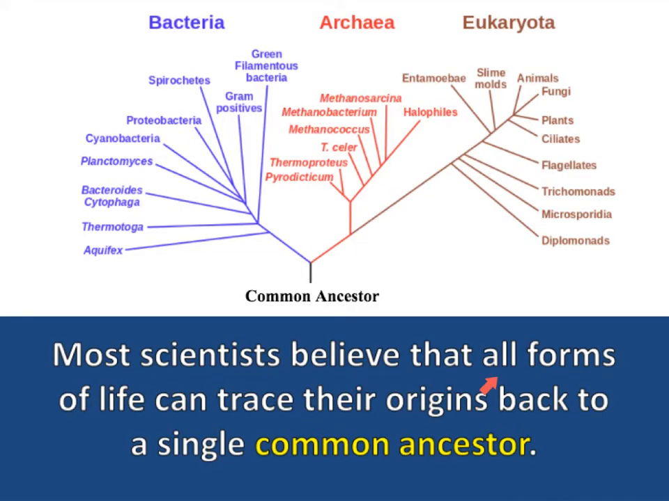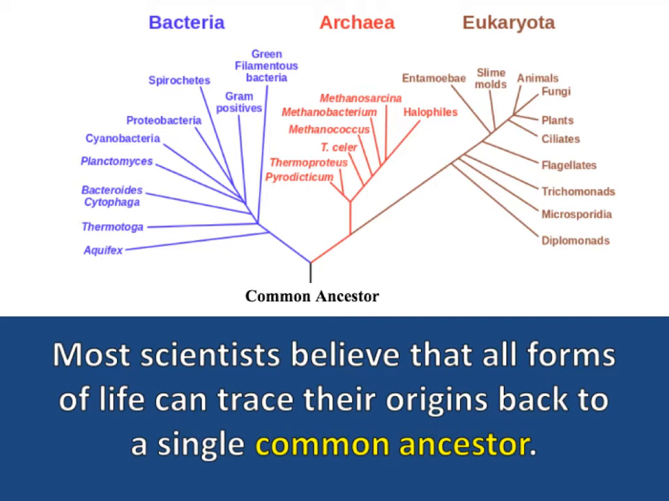Most scientists believe that all forms of life can trace their origins back to a single common ancestor. So if you look at this tree right here, in blue you have bacteria, in red you have archaea, in brown you have eukarya. Scientists believe that bacteria, archaea, and eukarya are linked together through this common ancestor right at this point. And right after this point, it starts to branch out into their own organisms: bacteria, archaea, and eukarya right here.